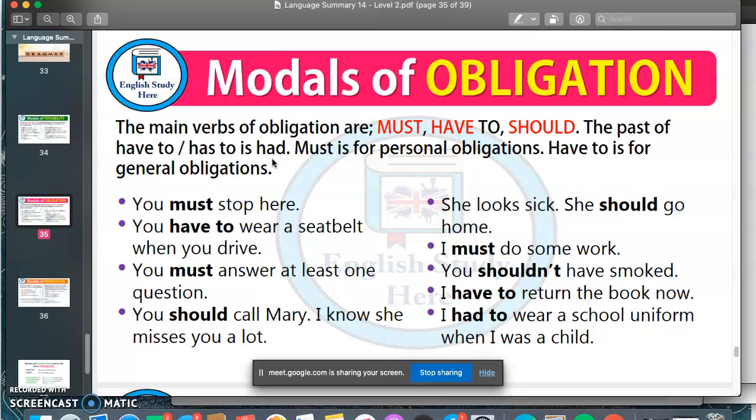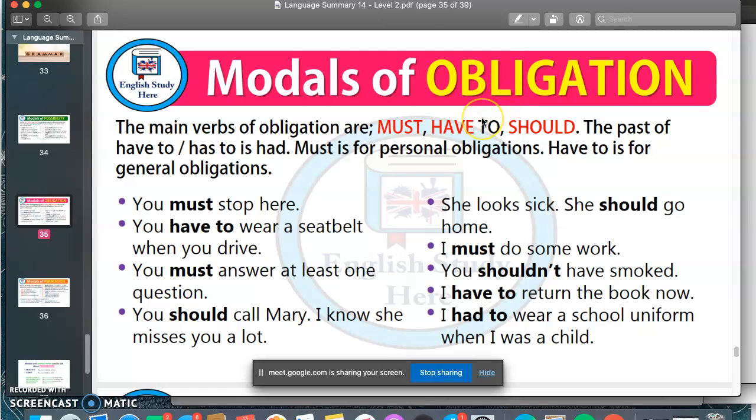So if I say I have to go to the supermarket, that's right now in the present, but if I want to say it in the past, I will say something like I had to go to the supermarket yesterday, using had. So we use must for personal obligations, and then we use have to for general obligations. For example, here we have this example, you must stop here. This is something that you have to do because it's like a personal obligation. If I give you an exam, and you give me the exam empty, I can tell you, you must answer at least one question. This is something that you have to do on your test.